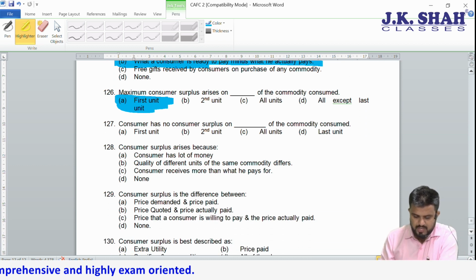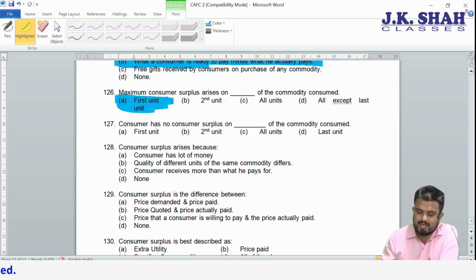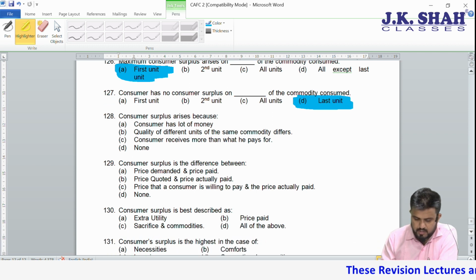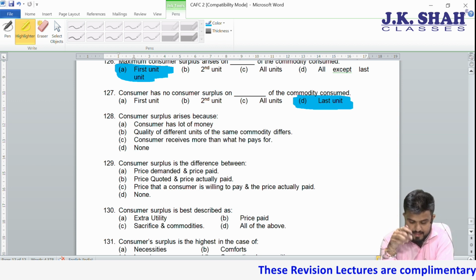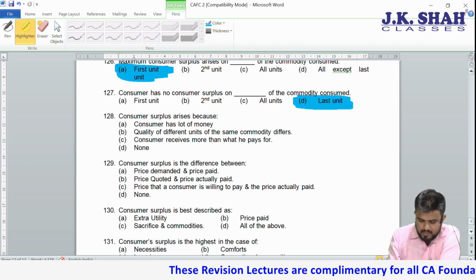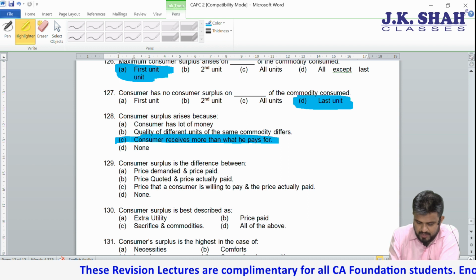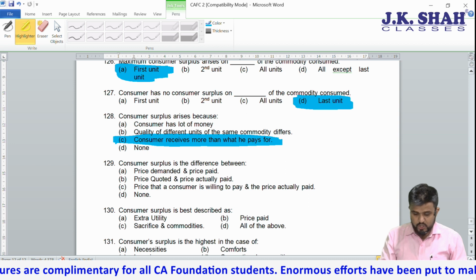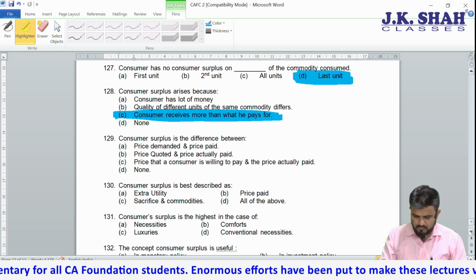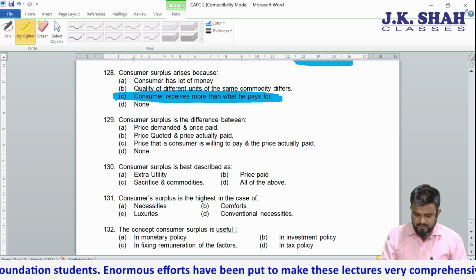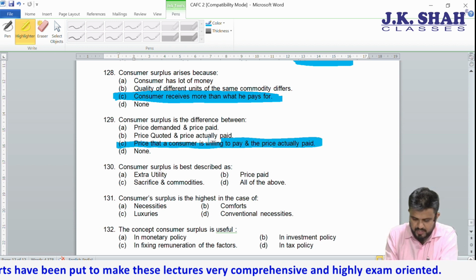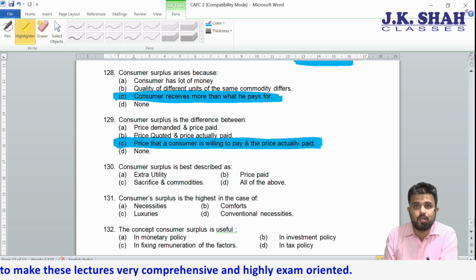127 now. Consumer has no consumer surplus on dash of the commodity consumed. So that is last unit. Consumer surplus arises because option C. Look at option C. Consumer receives more than what he pays. Price ready to pay minus price actually paid. Extra utility is getting. Consumer surplus is the difference between, very simple, see again, price that consumer is willing to pay, price actually paid.